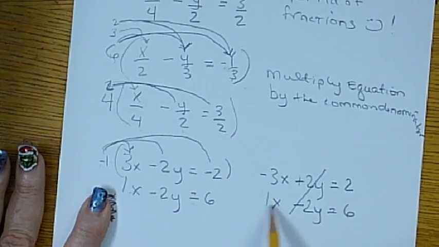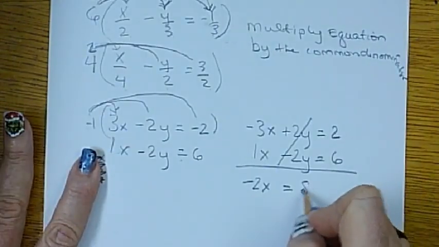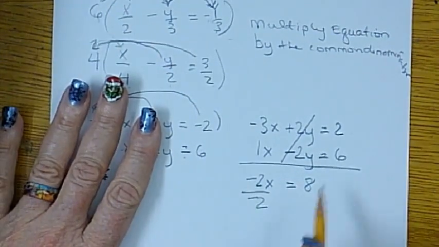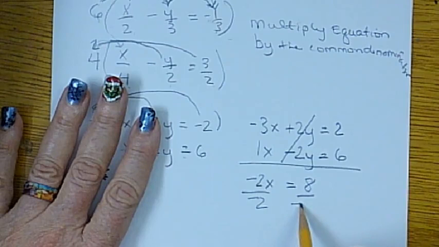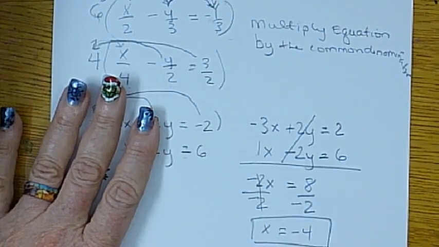So I have 3x and a 1x. Okay, so that would give me a -2x. I have a +2 and a -6, so that'll give me 8. Okay, and then I divide by -2 to get rid of the x. Divide by -2, that goes away, so x is equal to a -4. Okay, so I have one of my equations.